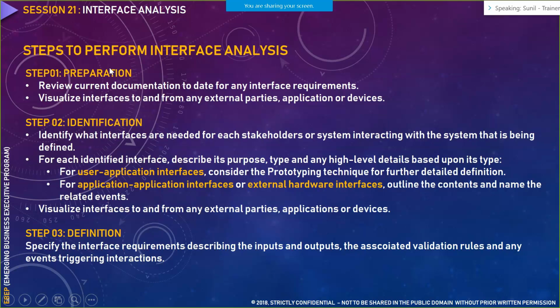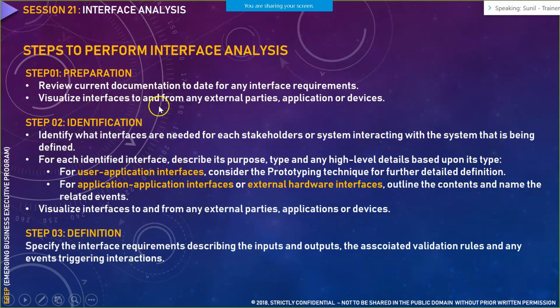Now, in order to perform interface analysis, these are the three steps that you would be going through. The first step is the preparation step, wherein you would review your current documentation, like we do generally in our business analysis work. Here, we would be reviewing the current documentation to identify if there are any interface requirements. When we perform this particular technique, we review the documentation to understand if there are any interface requirements in place.